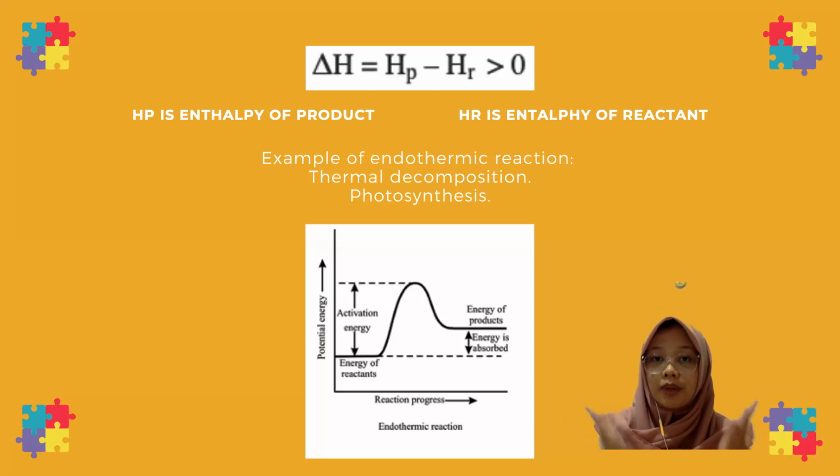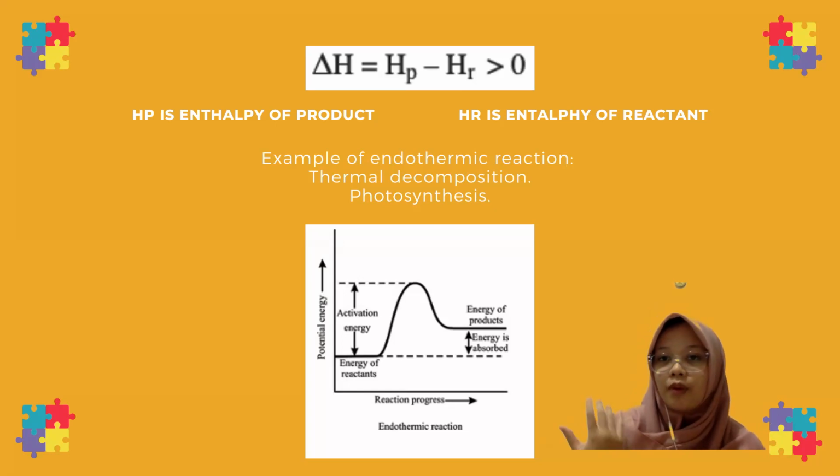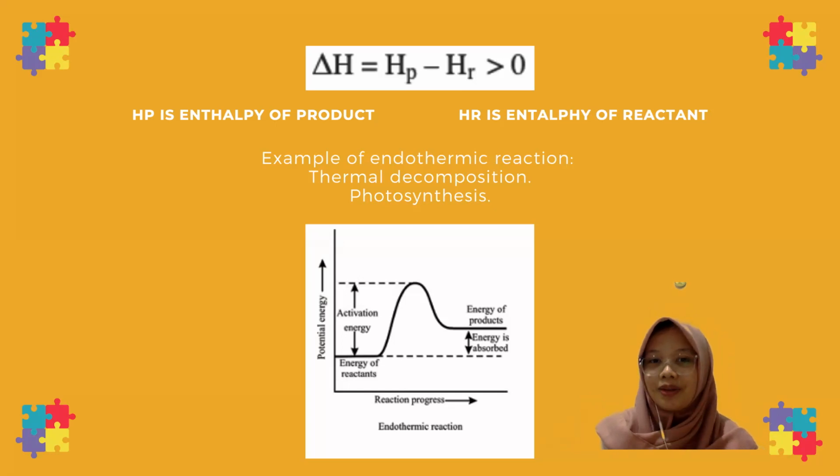Why does endothermic become positive? Because HP, or enthalpy of product, is higher than HR, or enthalpy of the reactant. So like that equation, delta H will become bigger than zero, which means positive. Examples of endothermic reactions are thermal decomposition and photosynthesis. If we look at the endothermic graph here, first the energy of the reactant is less than the energy of the product. The activation energy has less energy than the energy that is absorbed. That's why the endothermic reaction curve is like this.